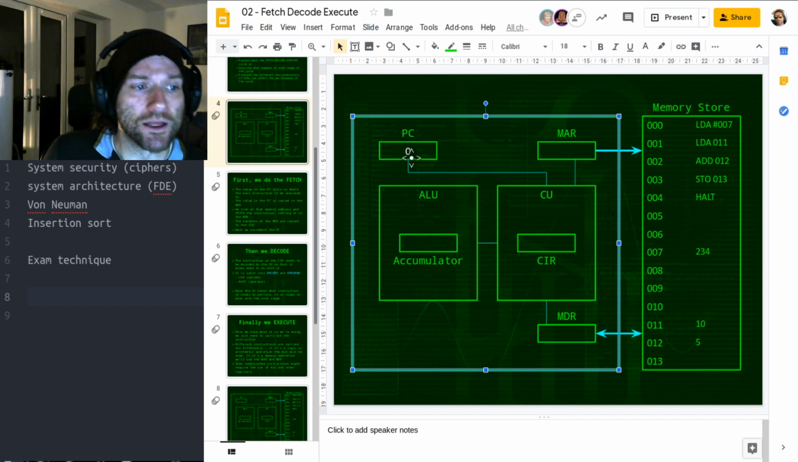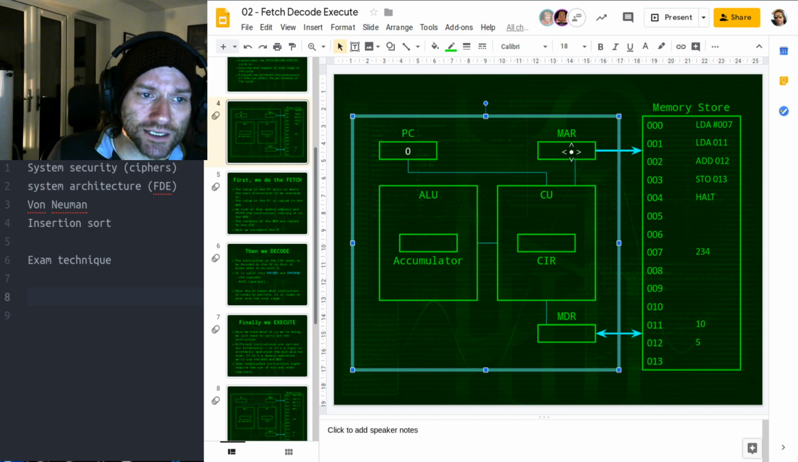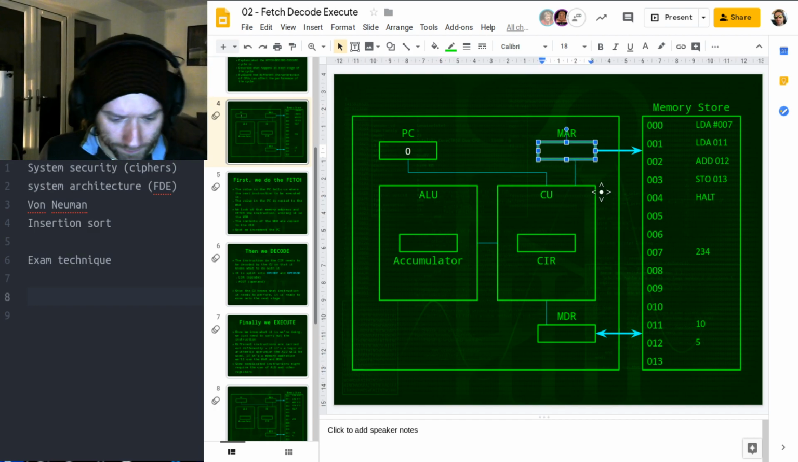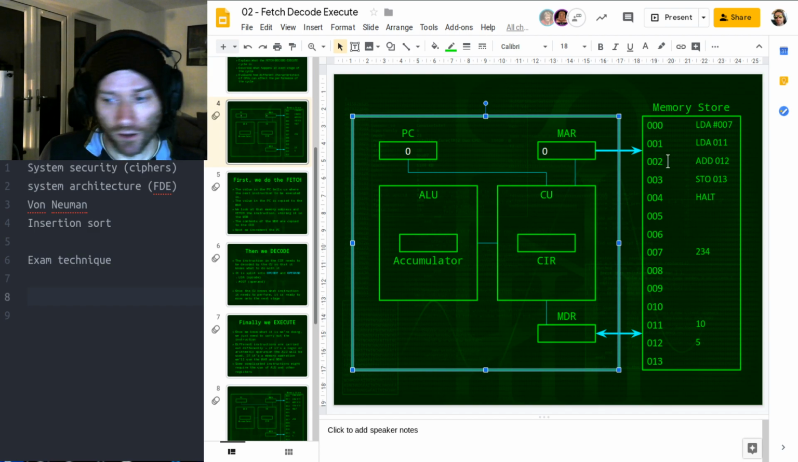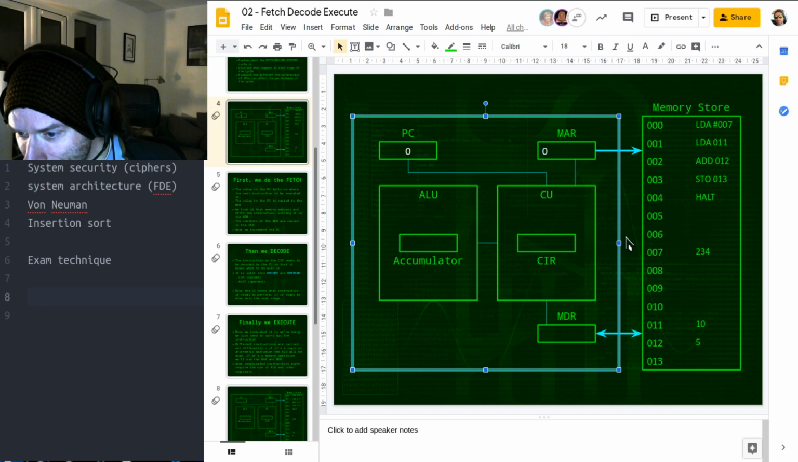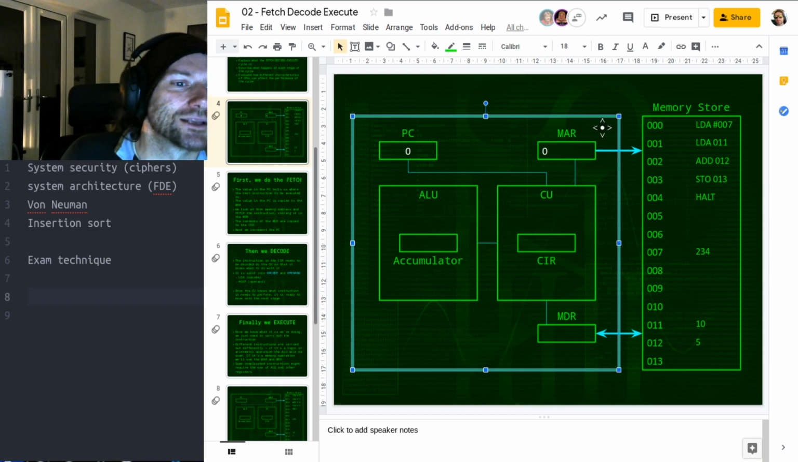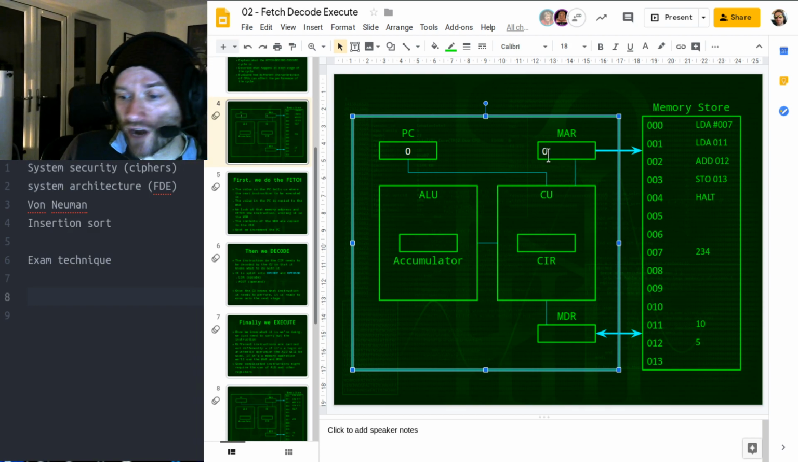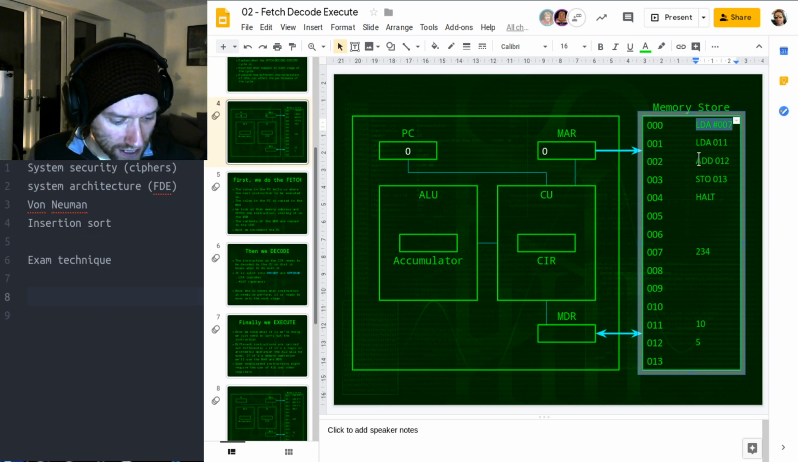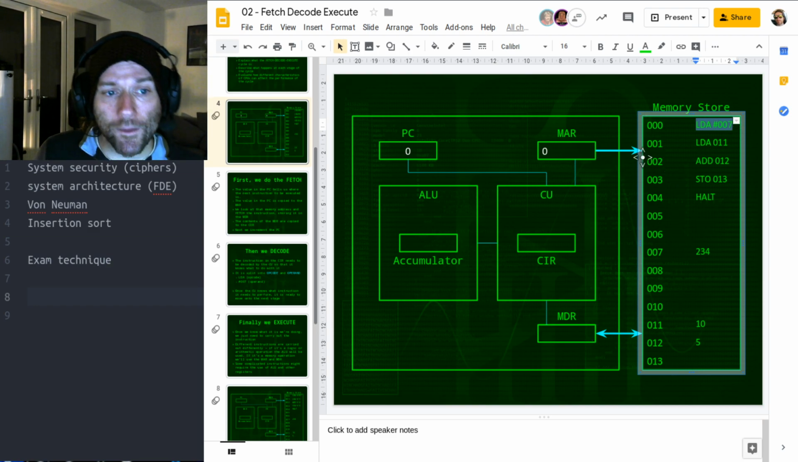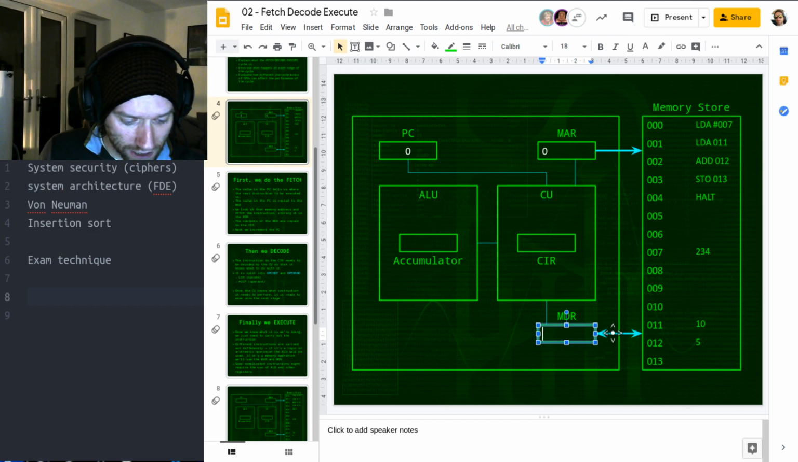So, first of all, the value stored in the PC is copied to the MAR, right? The MAR tells us where in the memory store we are going to look. So, MAR is the address we are currently going to look up. Right, in the memory store at memory address 0 is this value LDA007. Right, what happens to that? It gets copied across the data bus and stored in the MDR.